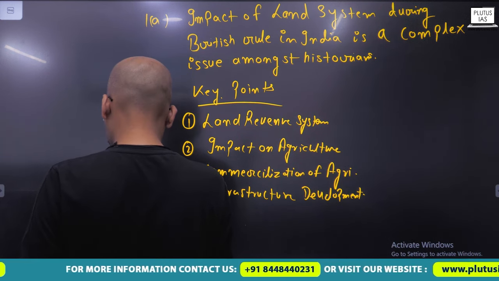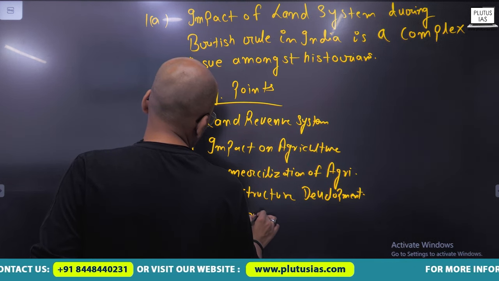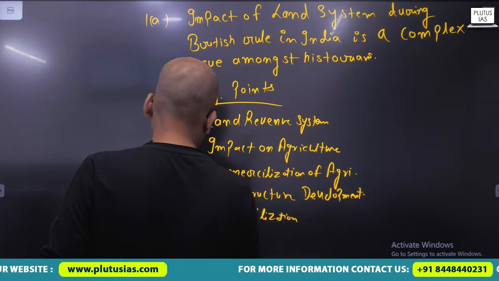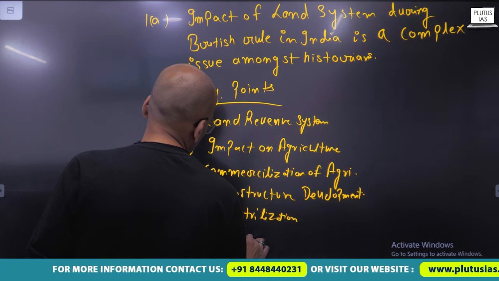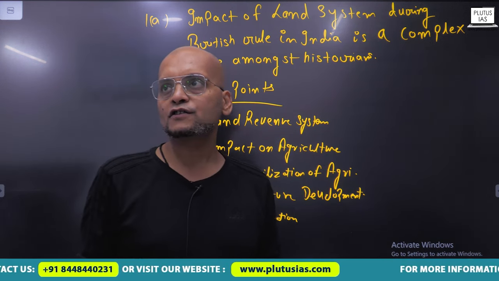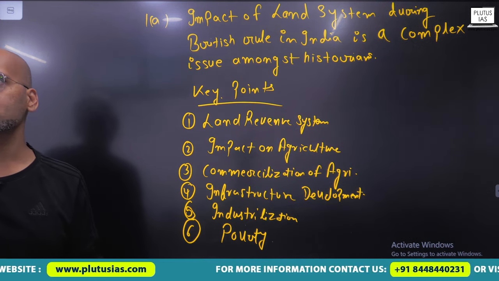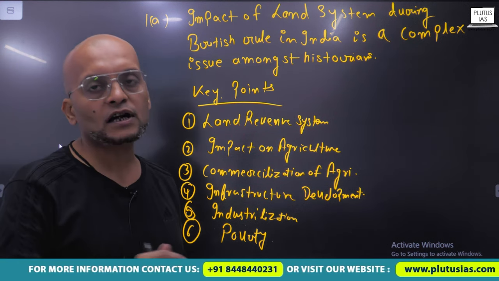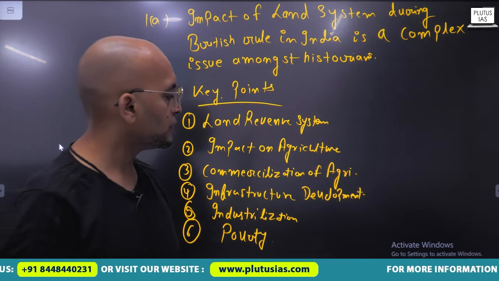Then you can say that industrialization also flourished. And due to these British policies, add a bit of explanation on poverty. If you present these key points in your answer, you'll get good marks in this question. Okay, moving on.